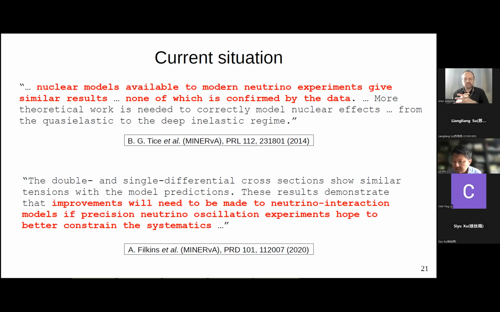In one of the latest papers, they use, I would say, very strong language: improvements will need to be made to neutrino interaction models if precision neutrino oscillation experiments hope to better constrain the systematics. So this is a very strong motivation to continue the research that we are doing.